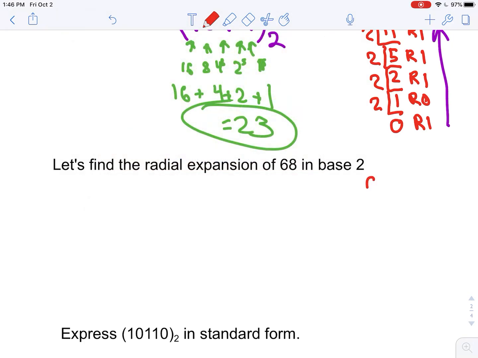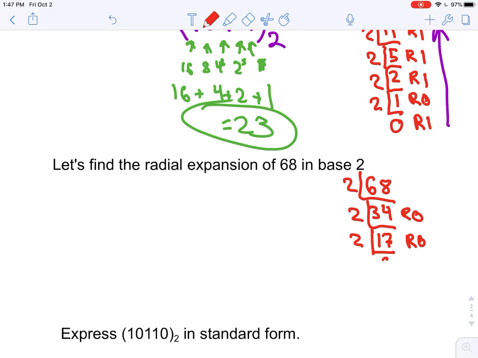Let's try it with 68. So 68 divided by 2 makes 34, no remainder. Write that down. 2 into 34, looks like that goes 17 times. Oops, I forgot to write down the 0 here. All right, and let's continue.